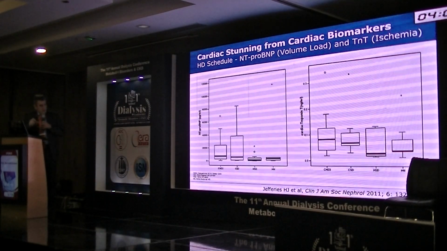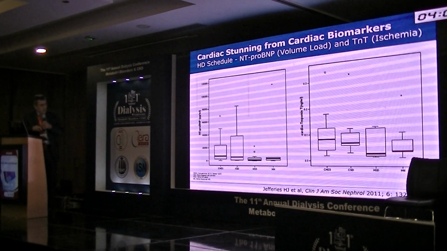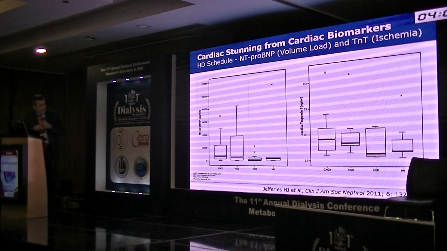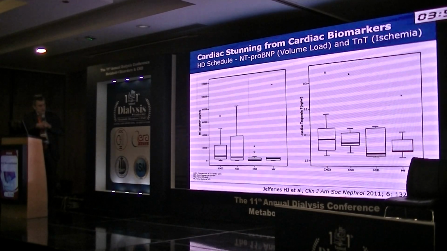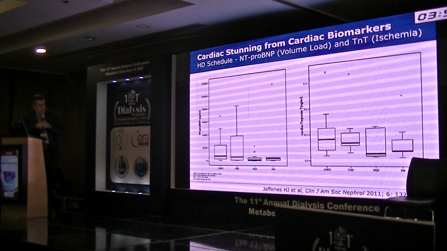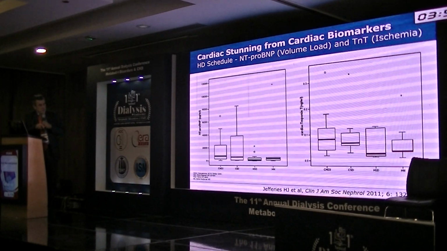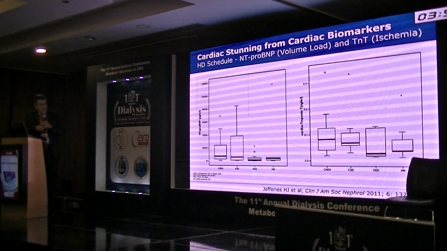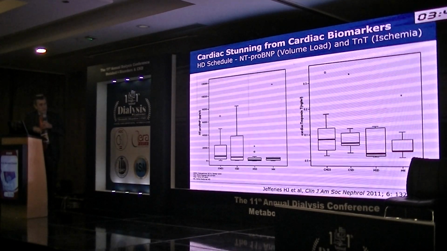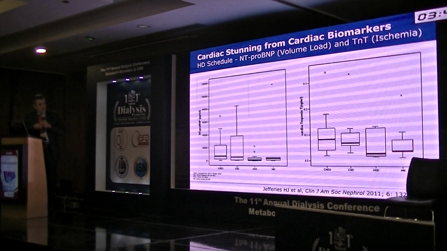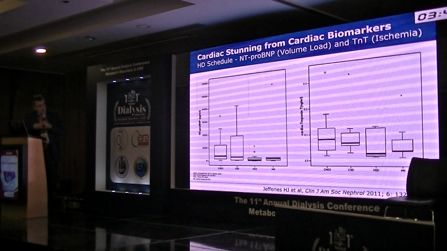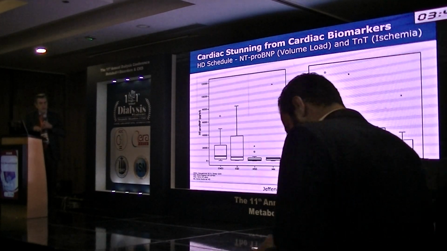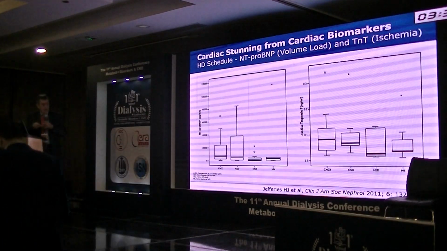a marker of the fluid overload of the patient, and you see you have a completely different profile if you compare nocturnal hemodialysis on the right side versus standard hemodialysis. But more impressively, you can look at troponin T, which is reflecting this ischemia, almost normal in nocturnal hemodialysis versus the standard three times a week dialysis session, where you get a tremendous ischemic insult to the patient.